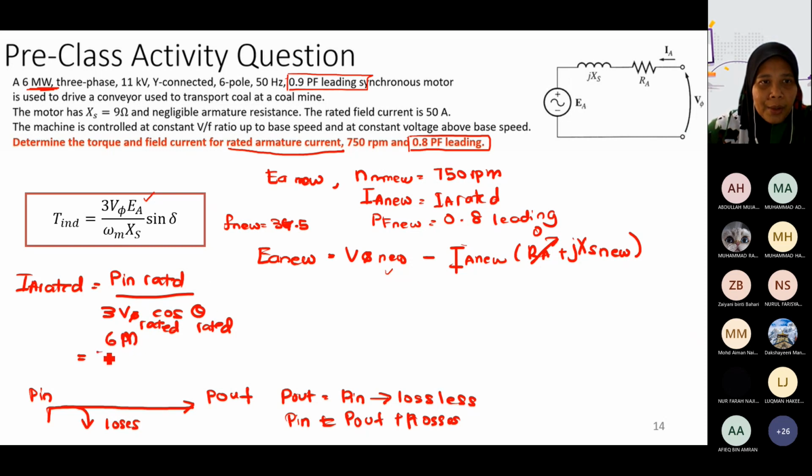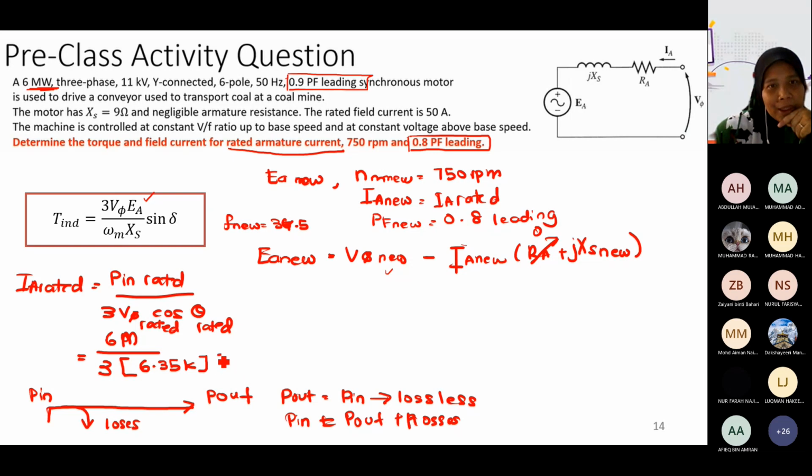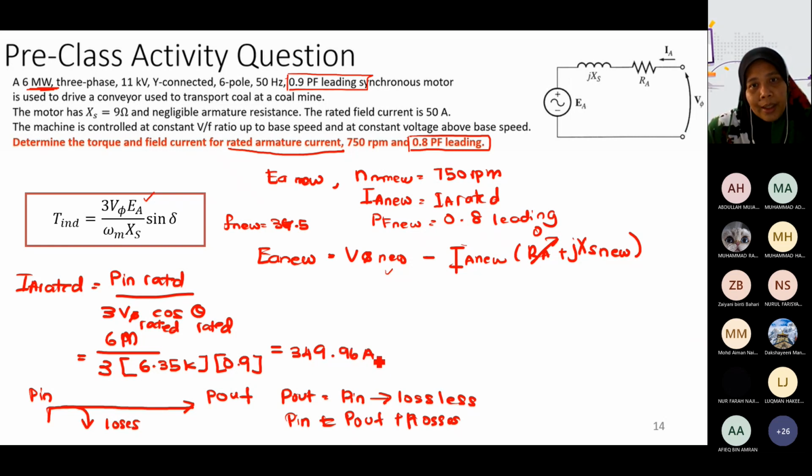So 6 mega over 3. V phase, how much? Do we take 11 or what for V phase? 11 divided by √3. Okay, we already calculated 11,000 divided by √3 is equal to 6.35k, right? And what about the cos theta rated? You want to take 0.9 or 0.8? 0.9, because this is at rated value. Can you understand? Okay, put this in your calculator. What do you get? 349.96 ampere. Does everyone get this?